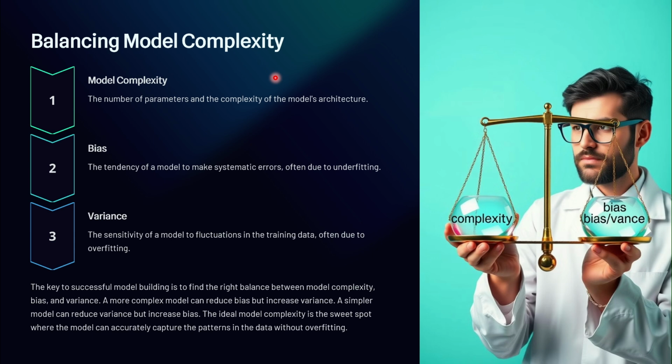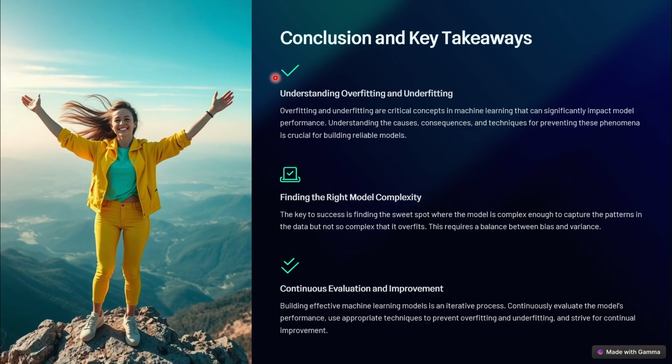The goal is to find the sweet spot where the model has just the right level of complexity to capture important patterns without overfitting. To summarize, overfitting and underfitting are common problems that can affect how well your machine learning model performs. Overfitting occurs when the model is too complex and learns the noise in the data, while underfitting happens when the model is too simple and misses important patterns.